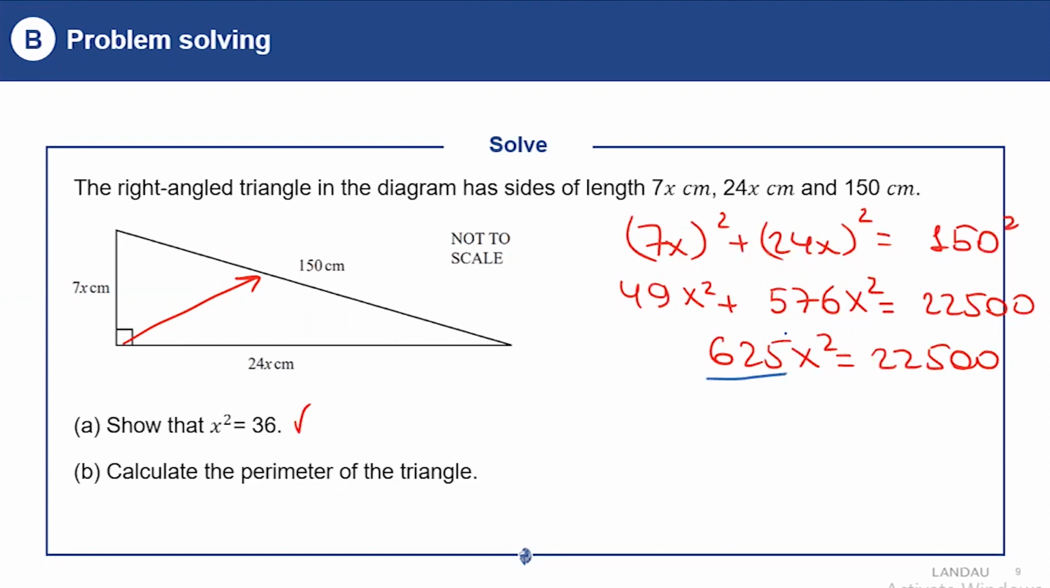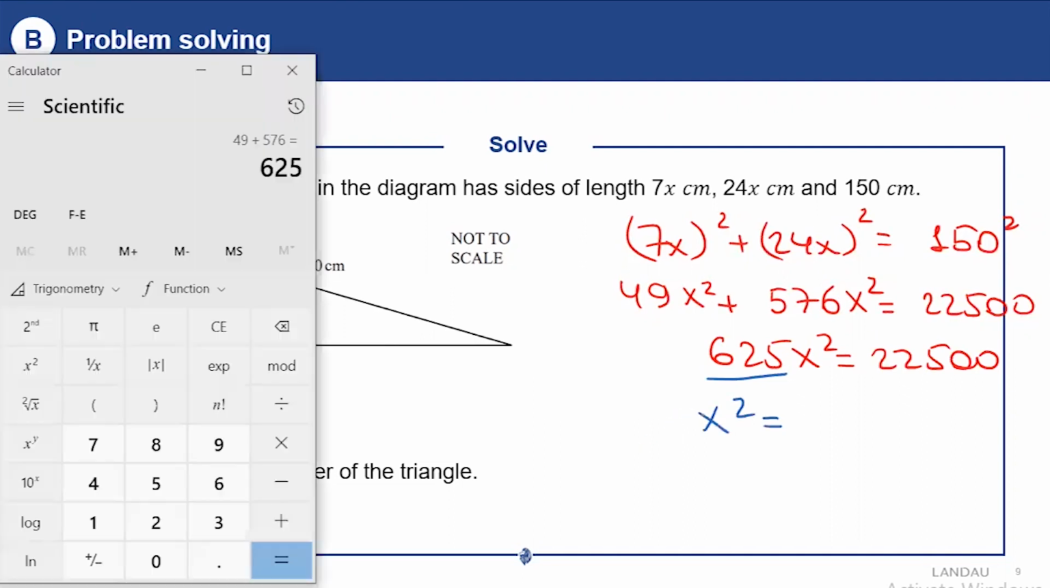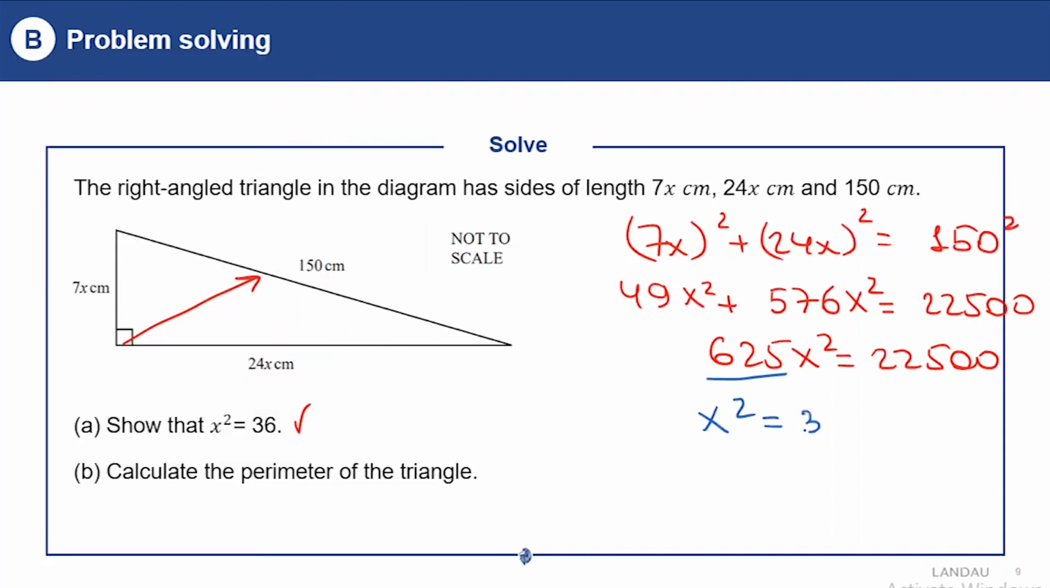And how can we remove it? Of course, divide both sides by this value. So it will be x squared equals 22,500 over 625, and we will get 36. So as you see, we got x squared equals 36, which is given in the A part. So we completed A part.